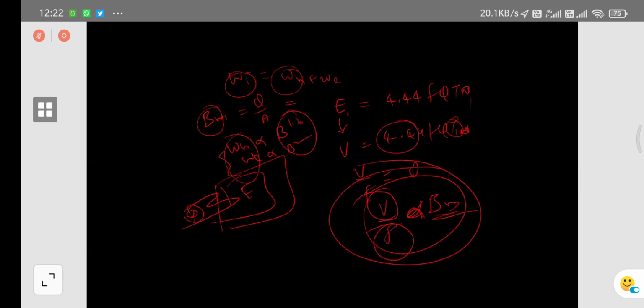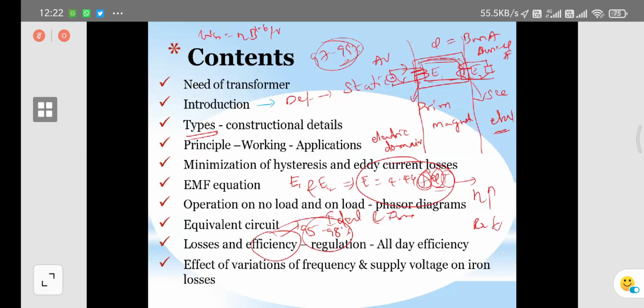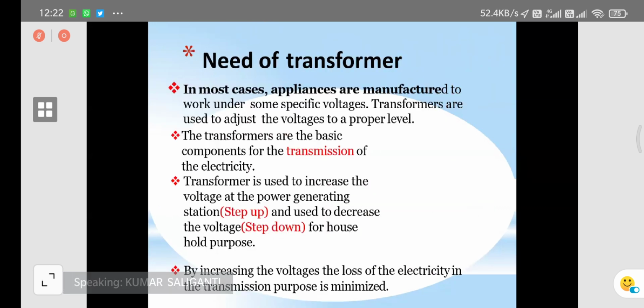These are the contents of single phase transformers. We will discuss all these concepts step by step. First of all, are you following or not, dear students?